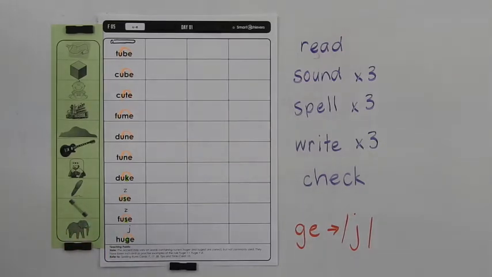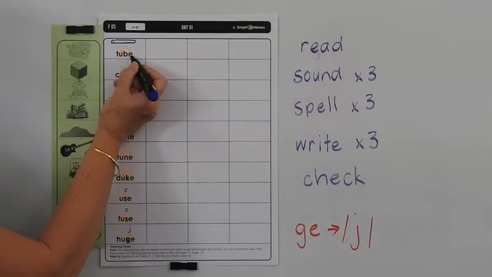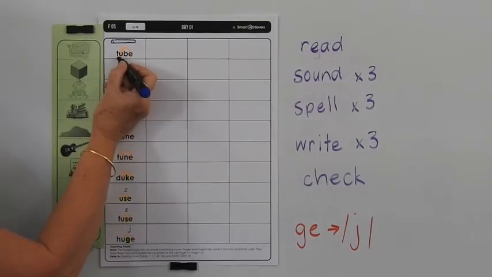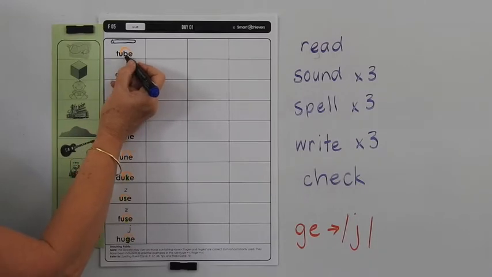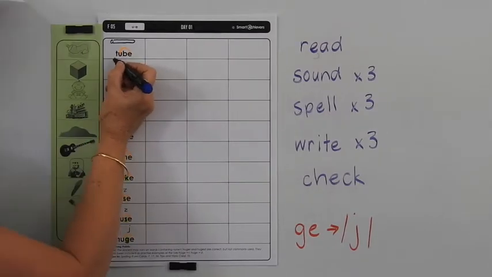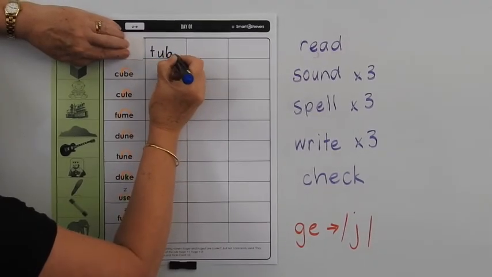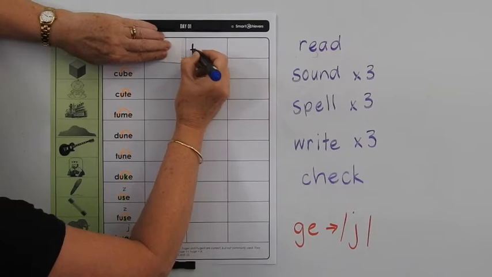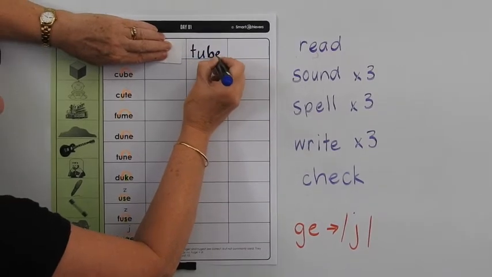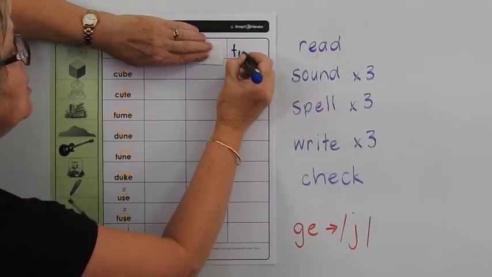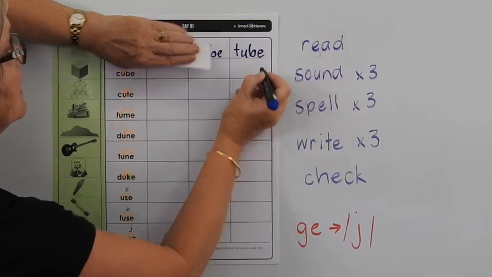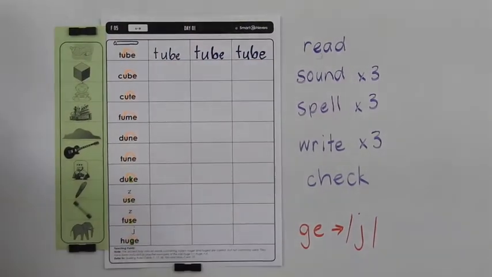Now we're going to read these words, sound them, spell them, and then write them 3 times. So let's have a look. We've got tube, t-u-b, t-u-b, T-U-B-E, T-U-B-E, T-U-B-E, cover it and write it 3 times. See if you can write it without looking. You can say the letters as you go, T-U-B-E. You can finish the rest of those on your own.